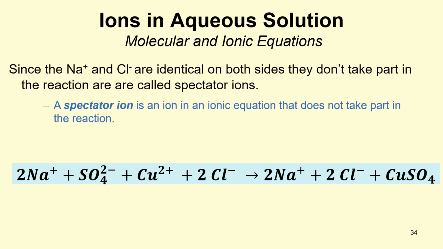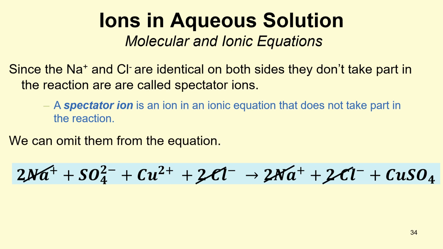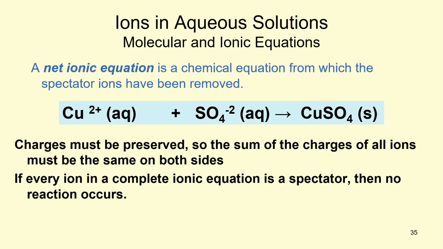They're called spectator ions because they actually don't take part in the reaction. So a spectator ion does not take part, they just hang out. The fact that sodium on the left and sodium on the right is the same means they didn't really participate in the reaction. The chlorine too, but now the copper and the sulfate both did participate. So that was the complete ionic equation with all of them, and then this is the net ionic equation, so that the spectator ions have been removed.